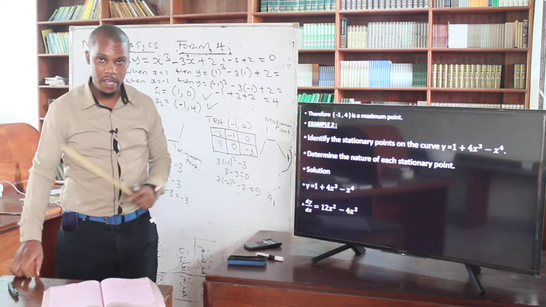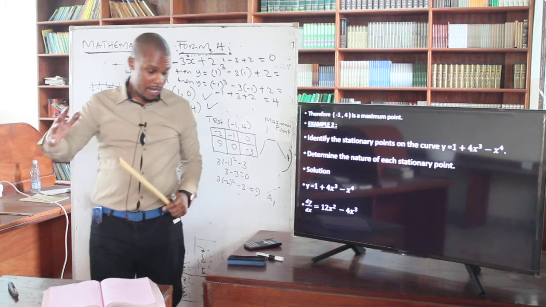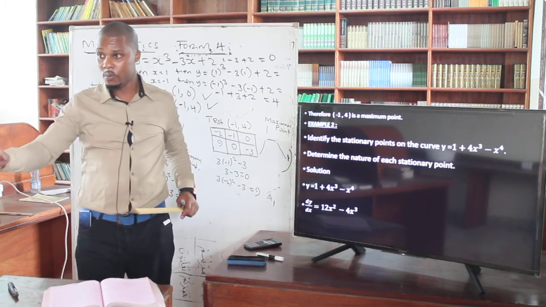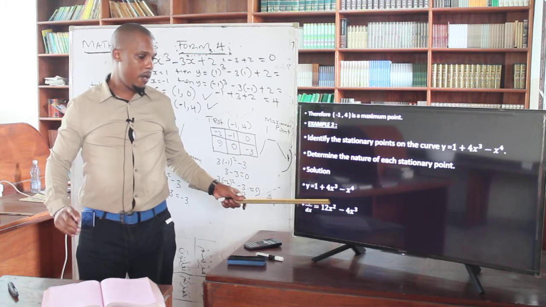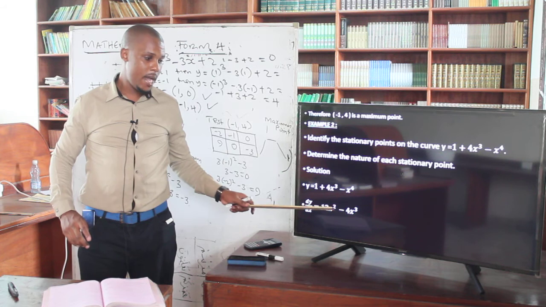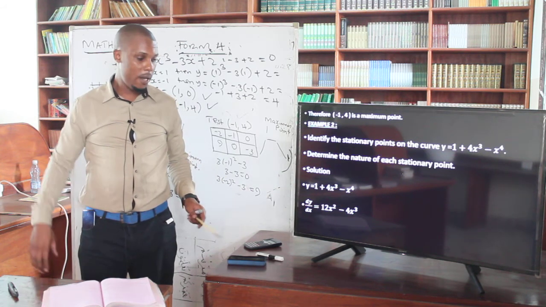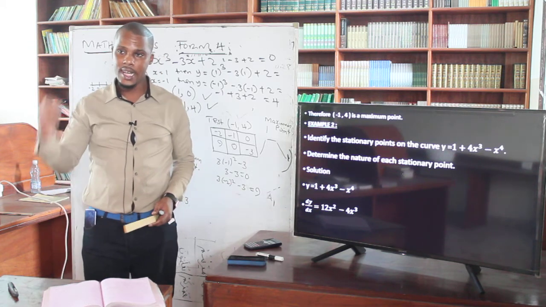Your equation is given there as y = 1 + 4x cubed minus x to the power 4. Then get the dy/dx. The dy/dx of a constant is 0. Then this one, lower the power, we have 12, then lower the power by 1, x squared. Minus: lower the power again, 4, reduce the power by 1, so you get 4x cubed. So this is now our dy/dx.